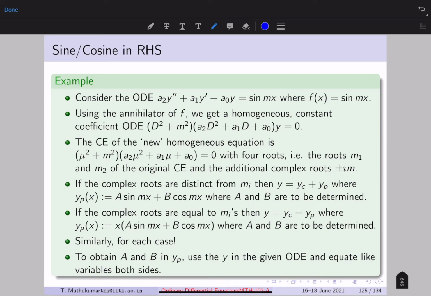Similarly, for each case, depending on whether you have repeated roots or repeated complex roots and so on, you have to choose accordingly, as we have done in the previous case for a homogeneous constant coefficient equation. Finally, you use that information in the original equation for y, and then you can compute a and b, as we have seen in the previous examples, after equating like terms on both sides.